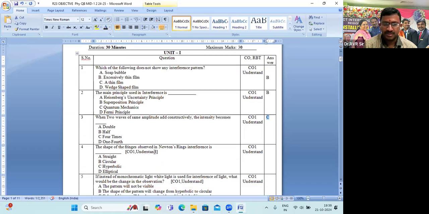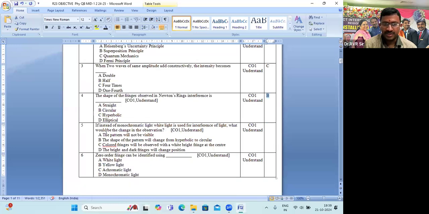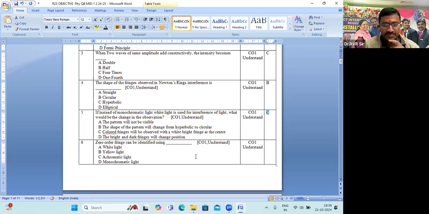The shape of the fringes observed in Newton's rings interference is straight, circular. So the answer is very much familiar to you, that is circular fringes. The option is B. And if instead of monochromatic light, white light is used, which change is seen in the observation? So you can guess the answer. It is very much familiar to you. That is option C. Colored fringes will be observed with white and bright images.